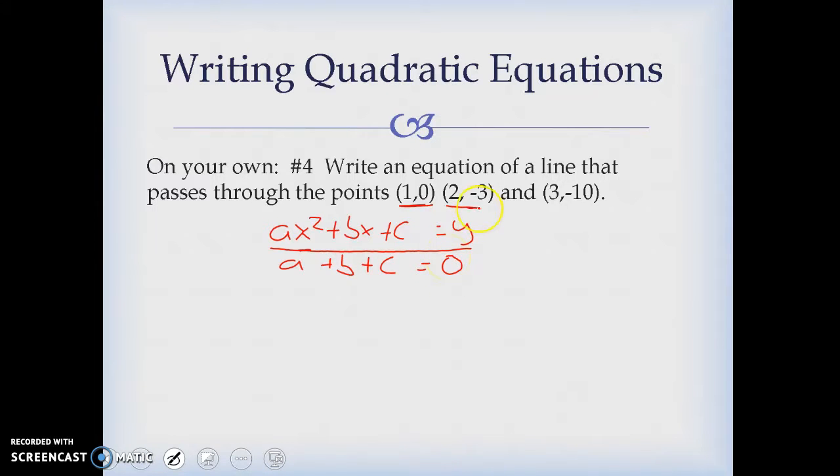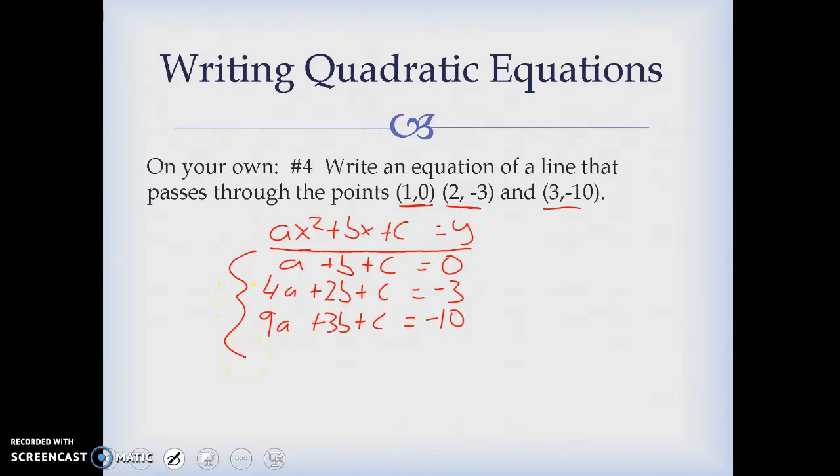Then if I plug in the next point, x is 2, so it's going to be a times 2 squared, well that's 4a, plus b times 2, which is 2b, plus c equals the y value, which is negative 3. Then if I plug in the last point, x is 3, so it's a times 3 squared, which is 9a, plus b times 3, which is 3b, plus c equals the y value, which is negative 10. So here's our system.